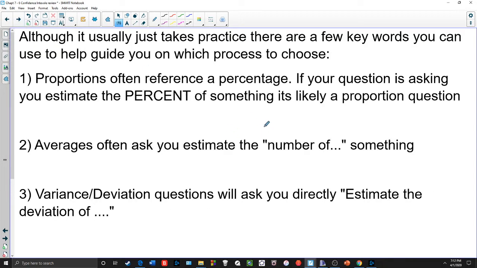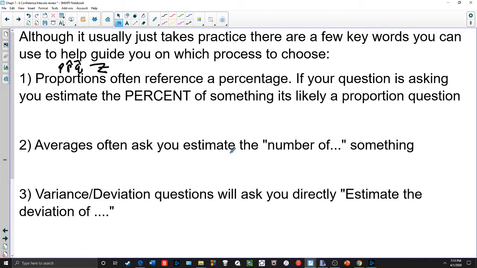So if you're going to use a proportion, which is that p hat stuff, so remember proportion is p and p hat and q hat and all that good stuff, it's a z-score test. These problems usually ask you to estimate a percentage. So what percent of people are this? What percent of people have this? What percent of people do this? If that's the case, you're doing a z-test for a proportion. You need your p hat, your q hat, your p, and that margin of error formula.